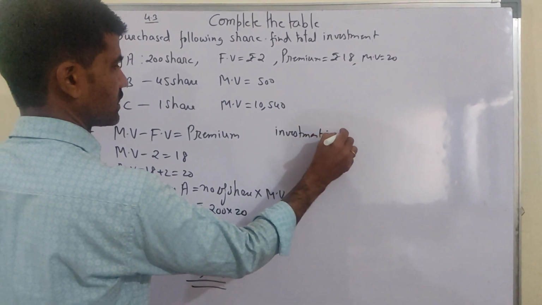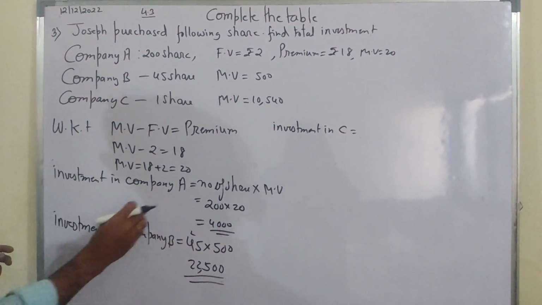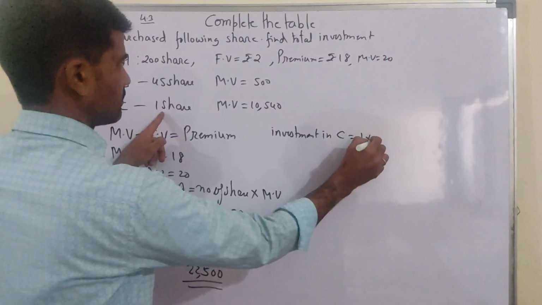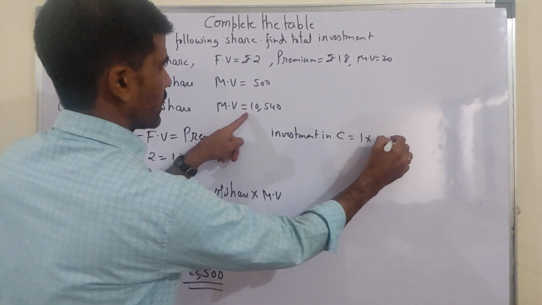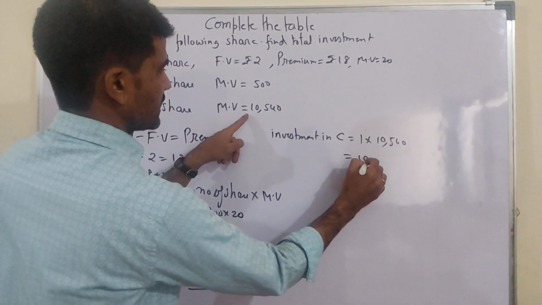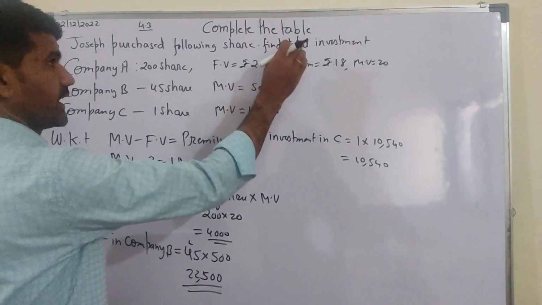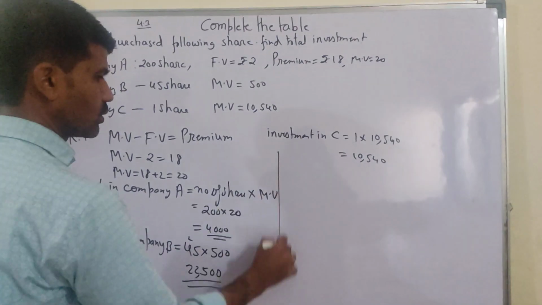Now, investment in Company C, formula same. Number of shares into market value. Number of shares 1, market value 10,540. Answer is 10,540. What is the question? Find total investment.